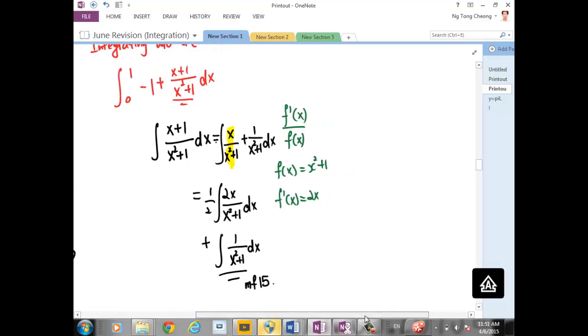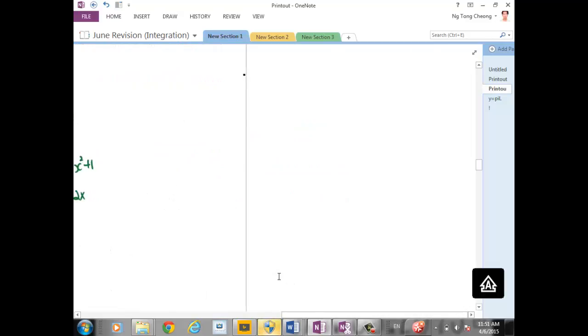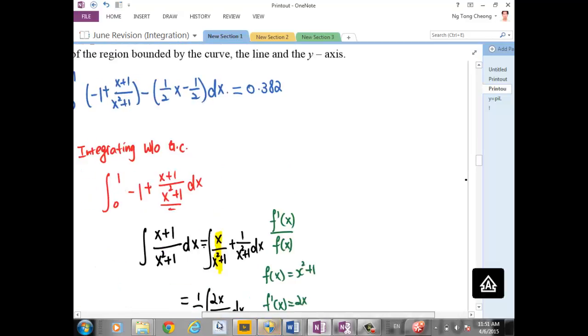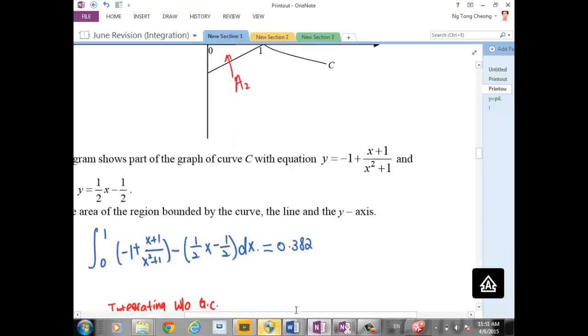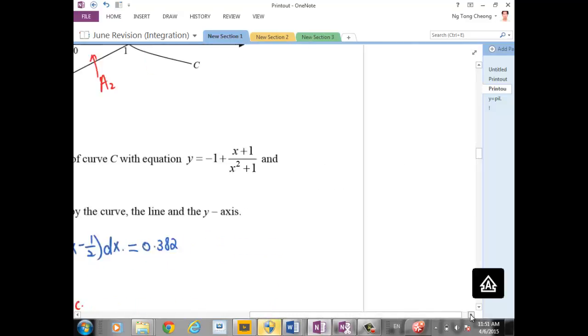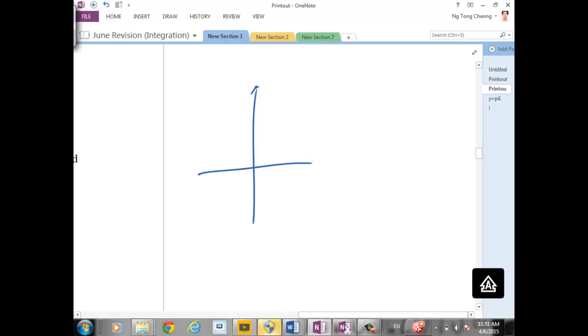For this question, one thing for area: I tell you that you can use the graph above minus the curve below. In general, it works, even if you have this kind of graph, something that looks like this.